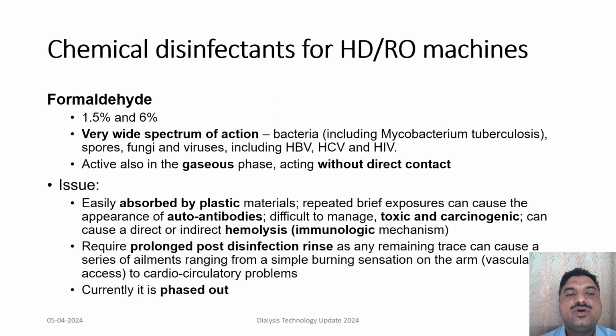So, as we all know, the chemical disinfectants are one of the best ones. The first chemical disinfectant that was used in the past was formaldehyde. It was used in formulations of 1.5 to 6%. It has a very wide spectrum of action, acting on bacteria, including mycobacteria, spores, fungi, and viruses like hepatitis B, hepatitis C, HIV. It is also active in its gaseous form, so it doesn't need direct contact. Even without contact, it can have a very good action.